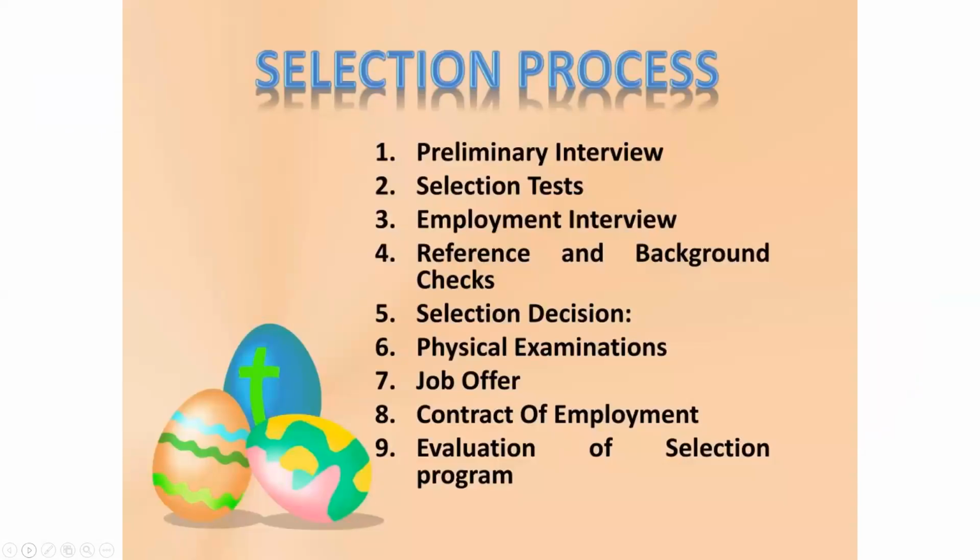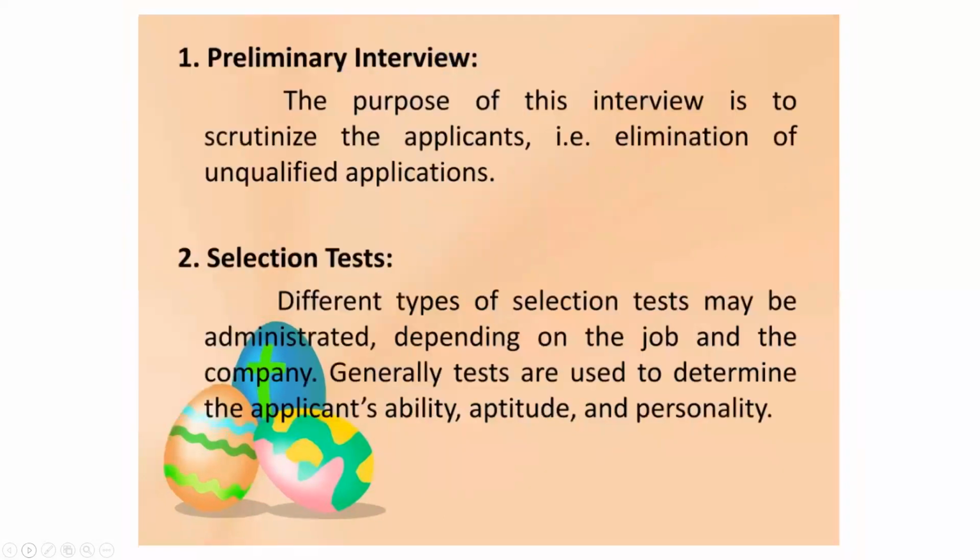So as I mentioned, the selection process will vary. Let's take here the example. In the previous, we saw around 6 to 7 steps, but here they've additionally added contract of employment and also the evaluation of the selection program. That is the 8th and 9th step. If you notice, it is being added. So let's discuss each step in detail.